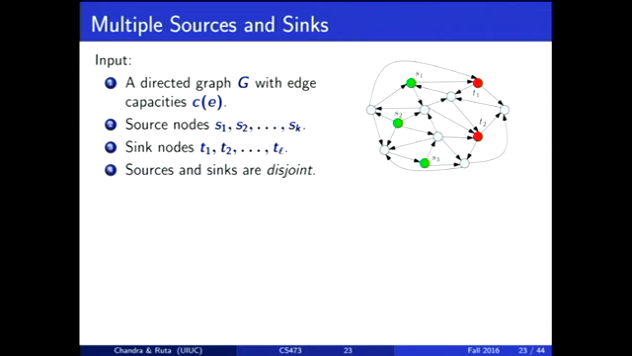And you want to somehow capture the notion that you want to send stuff from the sources to the sinks. Maybe think of these sources as producers of something, like oil fields or something, and the sinks are where the oil refineries are. You want to send the oil from where it is produced in the oil fields to where the refineries are. And the network is, say, the road transportation network or shipping lanes or whatever it is.